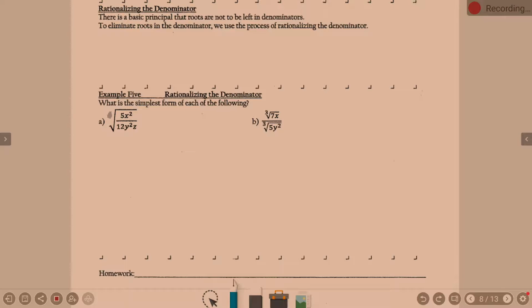Along that same line, that does not mean I can just make it one fraction under the radical, because I still technically have a root in the denominator. And so we're going to talk about how you can rationalize. Notice it says to eliminate roots in the denominator, we use the process of rationalizing the denominator. And I'm going to do a basic example right here in this area.